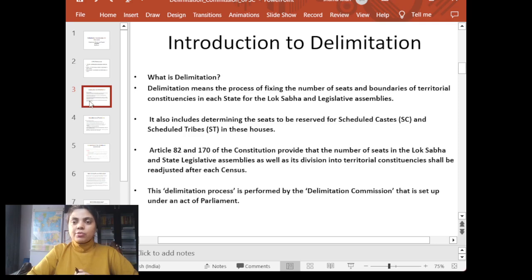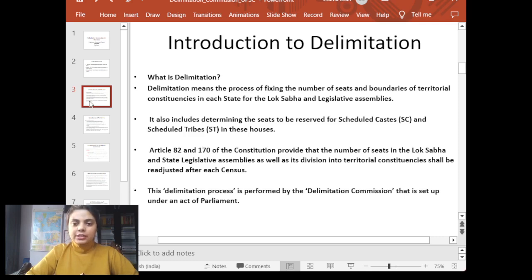Delimitation is a process of fixing the number of seats and boundaries of territorial constituencies in each state as well as in the Lok Sabha. So in the Lok Sabha for each state, and in the State Legislative Assembly of each state. Apart from that, it also tries to reserve seats for SC and ST in these houses, be it the Lok Sabha or the State Legislative Assembly.